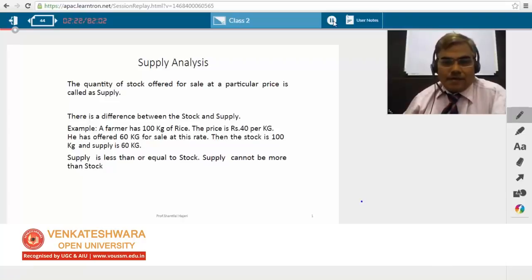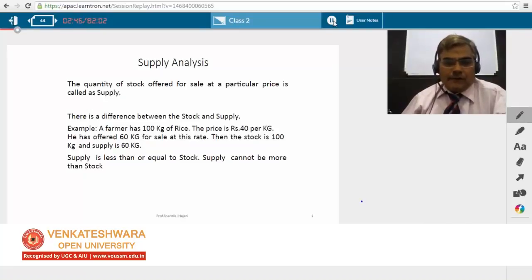What is meant by supply? Supply means the quantity of stock offered for sale at a particular price. Okay. So there is a difference between stock and supply. Stock is the whole thing. Out of that, whatever is offered for sale at a particular price is called supply.